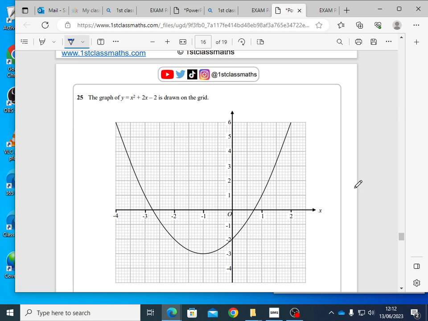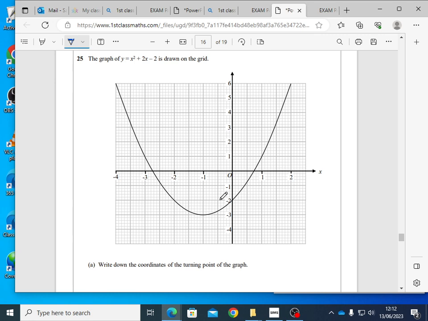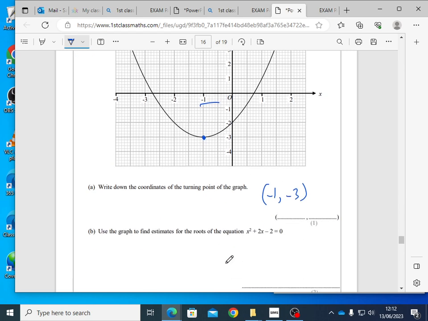Okay, this is a quadratic. Write down the coordinates of the turning point. Now when does the graph turn? It's also known as the vertex. So the coordinates of the turning point: go along the corridor, up the stairs. So x is -1. And this time it's not up the stairs, it's down the stairs by 3. So that is the turning point. You go along -1 and then go down 3.